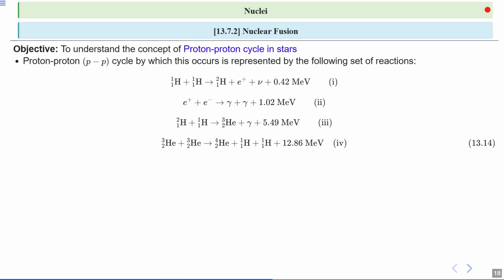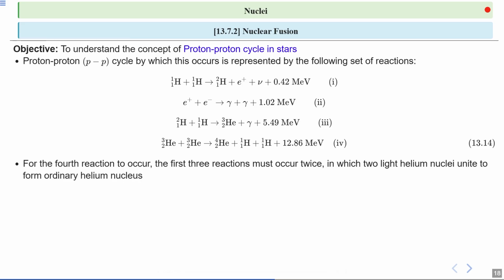In the final equation, two helium-3 nuclei combine to form a helium-4 nucleus, two hydrogen nuclei, along with 12.86 mega electron volts of energy. For the fourth reaction to happen, the first three reactions must occur twice. This means we need two helium-3 nuclei which then unite to form a regular helium-4 nucleus. This step is crucial because it completes the cycle and allows the process to keep going, producing more energy and helium.